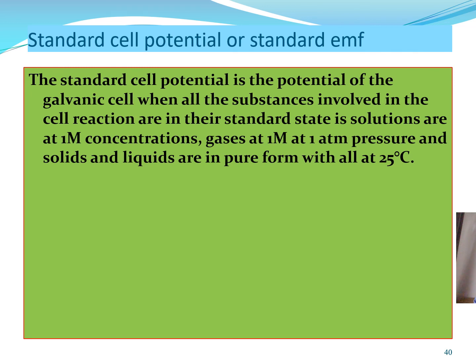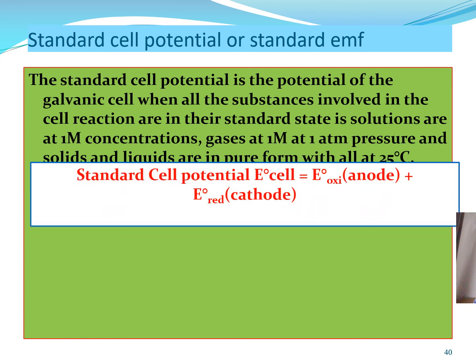So standard cell potential is the potential of the galvanic cell when all the substances involved in the cell reaction are in the standard states: 1 M concentration, gases at 1 M, 1 atmospheric pressure, solids and liquids in pure state, all at 25 degrees centigrade. Then you call the EMF the standard EMF. And the formula is E naught oxidation of anode plus E naught reduction of cathode.